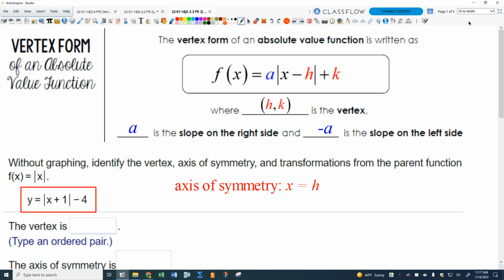Okay, so we talked a couple days ago on Wednesday. We talked about absolute value functions in vertex form, right? So with vertex form, all this is doing is taking the stuff we learned when we talked about transformations, and it's just kind of repackaging it a little bit.